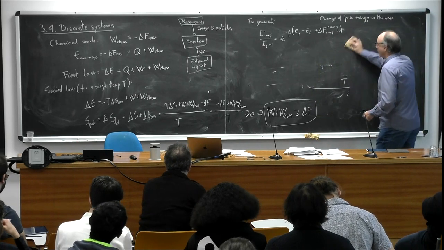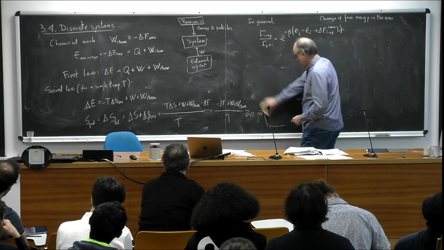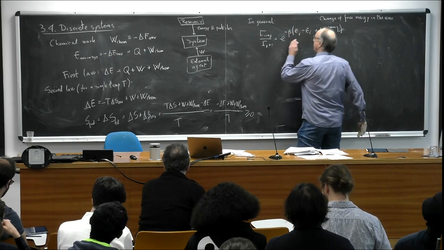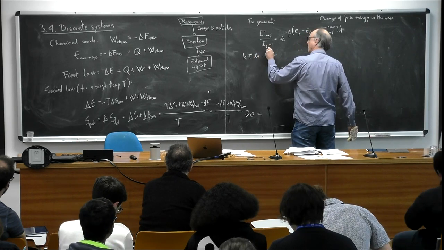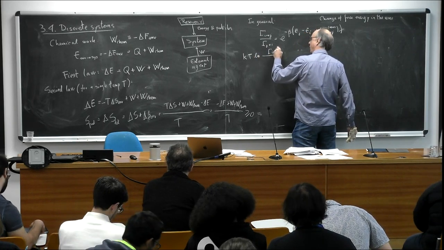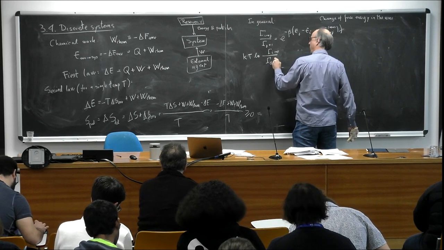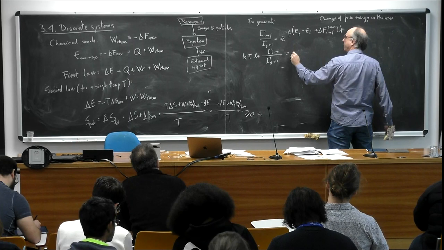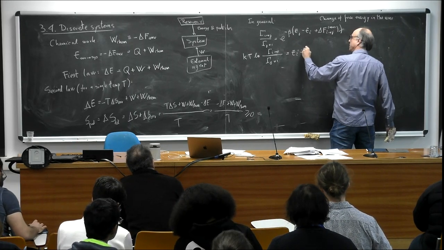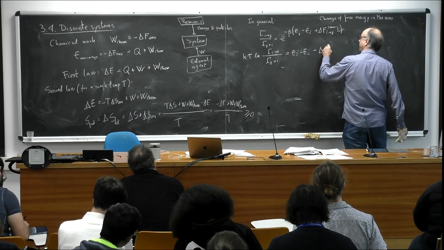And if we take the logarithm here and multiply by kT, we get EI minus EJ minus delta F.